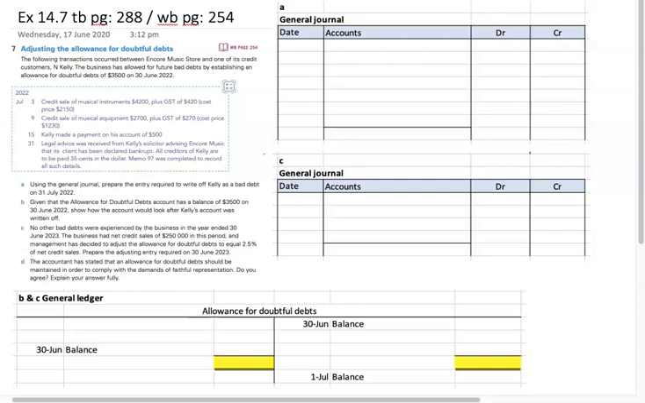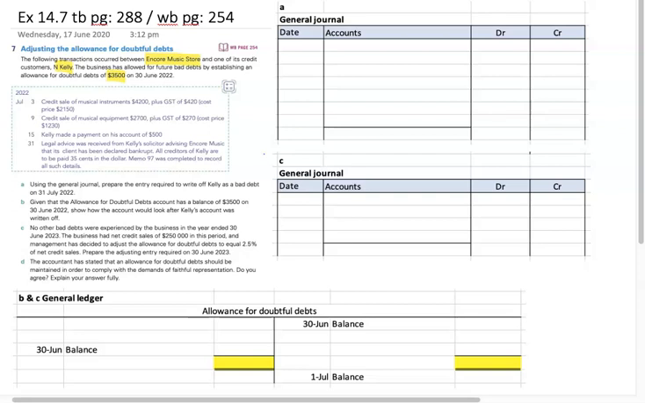The following transaction is for a business called Encore Music Store. So let's just highlight the key bits so we know what we need to do. We are Encore Music Store, and one of our credit customers, N. Kelly, has done a number of transactions. We also know that the business has allowed for $3,500 of bad debts because they've created an allowance for doubtful debts. Our new credit customer has done a number of transactions in July.